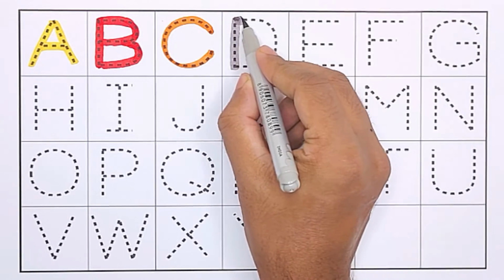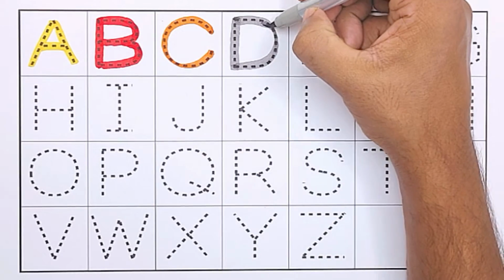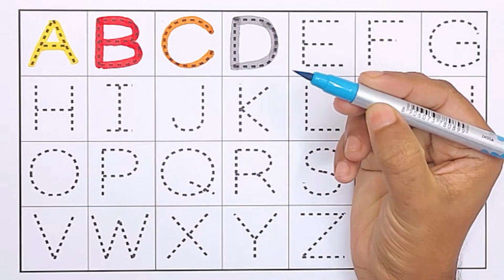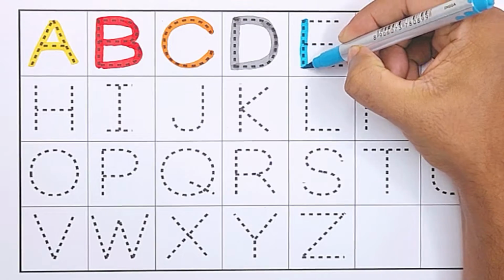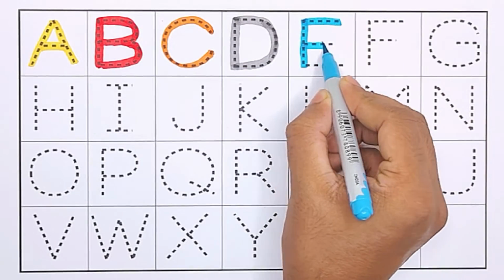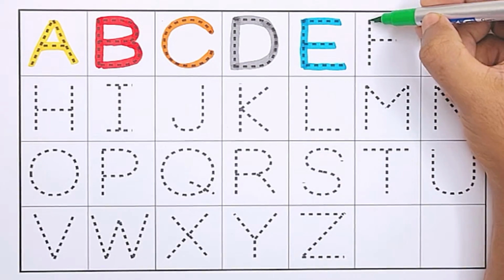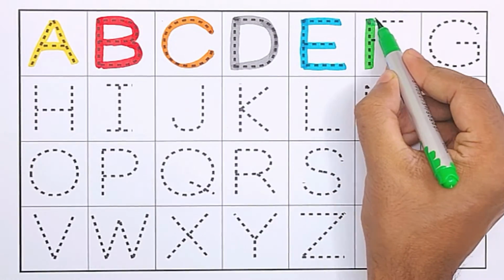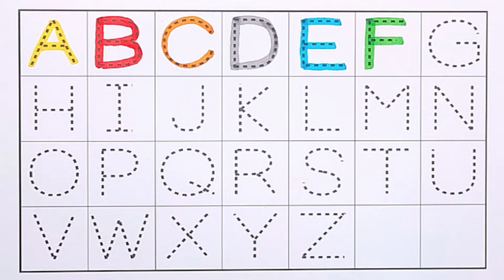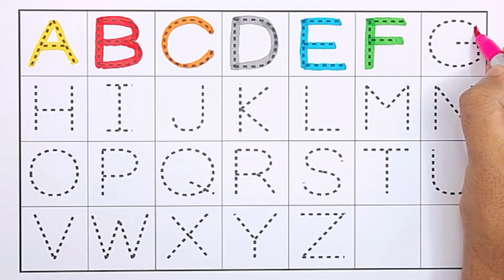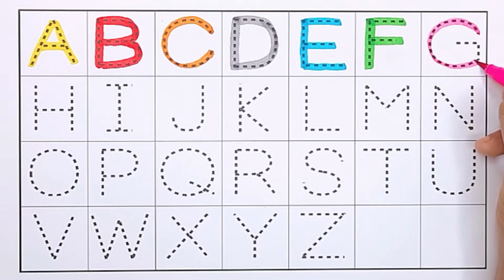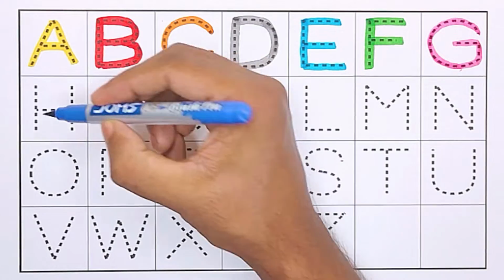D for dog. Sky blue color. E for egg. Light green color. F for fish. Pink color. G for grapes. Blue color.